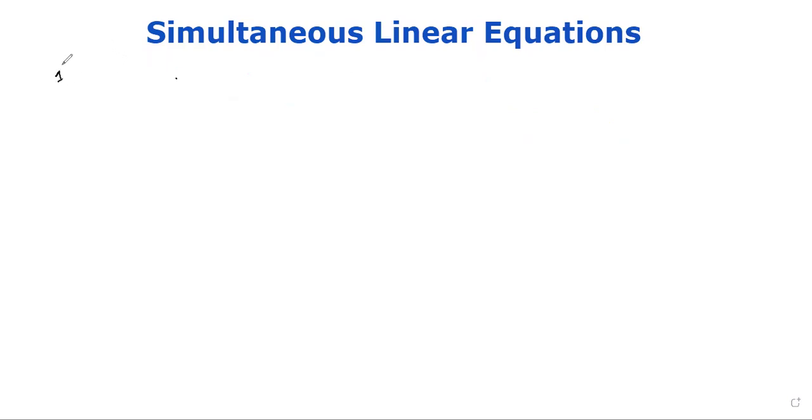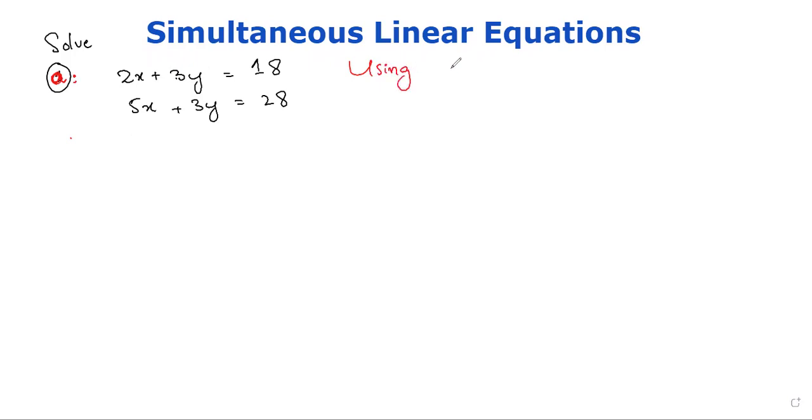Question number 1 is: solve 2x plus 3y equals 18, and the other equation is 5x plus 3y equals 28. So you have been given two equations, equation number 1 and equation number 2. This is part A. Let's call it part A. It is a general equation. You have to solve it using the substitution method.